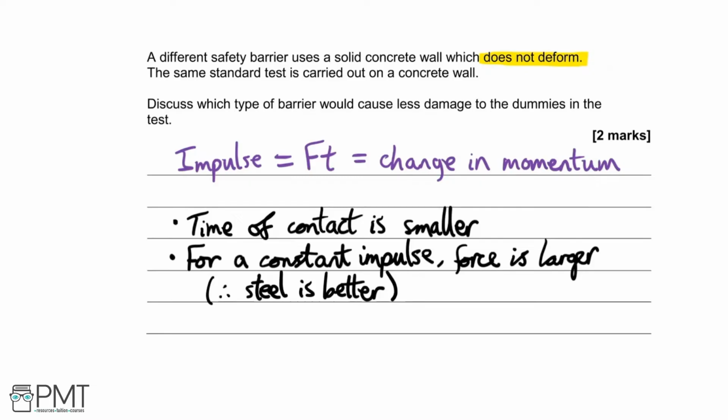Now you could also answer this question in terms of stopping distance, because you're increasing the stopping distance using a steel barrier rather than a concrete wall. So in terms of work done, for a constant work done, if you're increasing the stopping distance, you're going to have a smaller force, or vice versa. So in that respect, the steel is still better. So your 2 marks would be for making those 2 points.